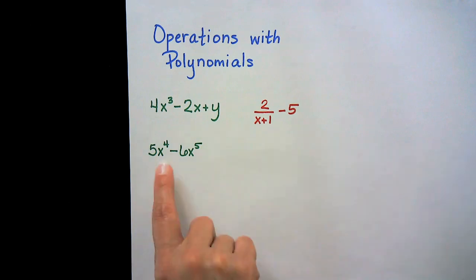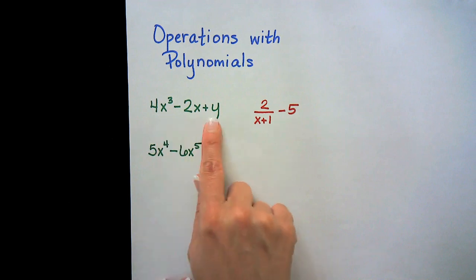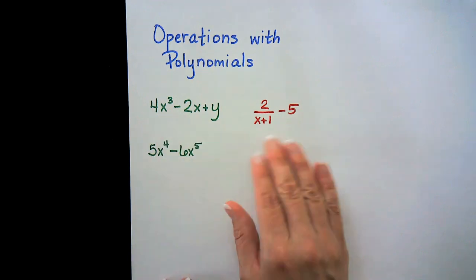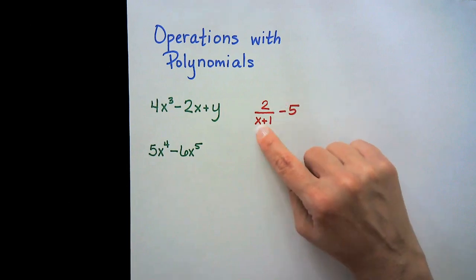I'm seeing some exponents over here with the polynomials. I'm seeing them being added and subtracted. I see a subtraction over here, but did you notice that the variable is in the denominator? So having the variable in the denominator means that we're not dealing with a polynomial.